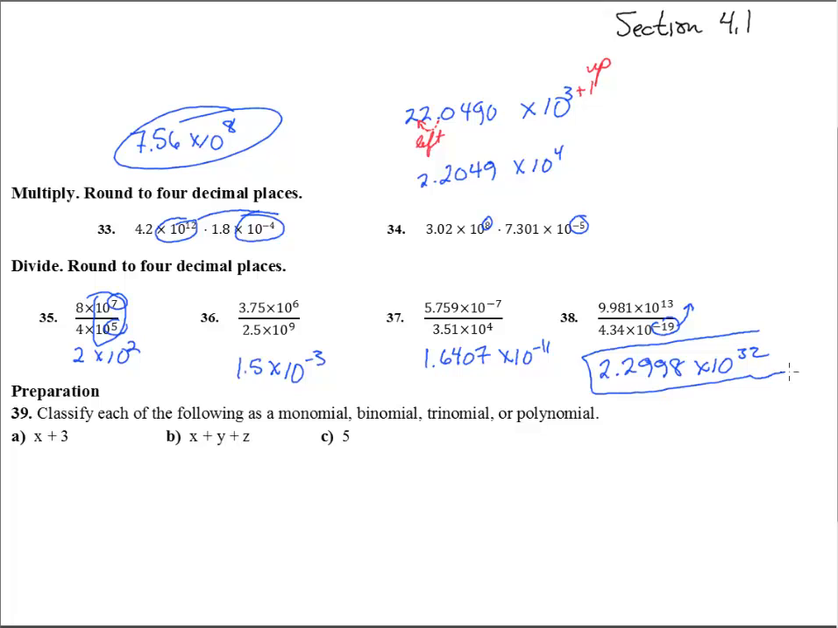Good. There's number 38. Now, number 39, classify each of the following as a monomial, binomial, trinomial, or polynomial. Now, polynomials include all of what we're going to be studying, and they're broken down into things that have more than 3 pieces, 3 pieces, 2 pieces, 1 piece. Look at this. Hey, that has 1 piece. That's a monomial. This is a trinomial. Look, 1, 2, 3. And that has 2 pieces, so that's a binomial. There we go. That's all you need to do. Good.